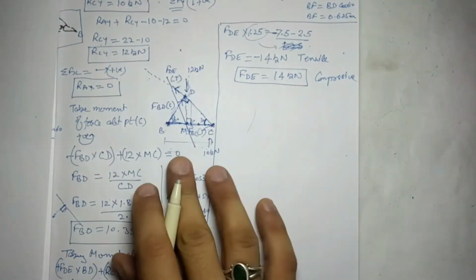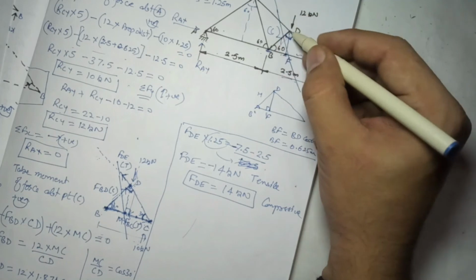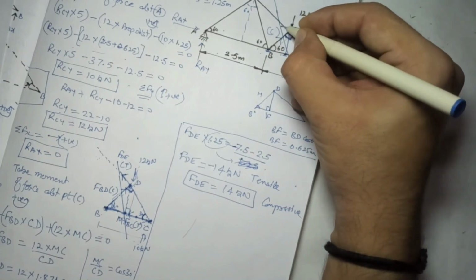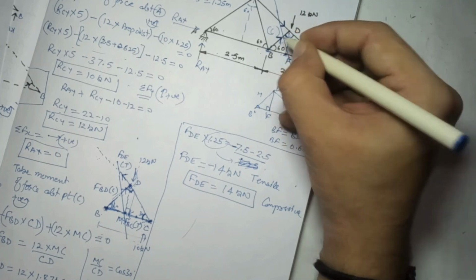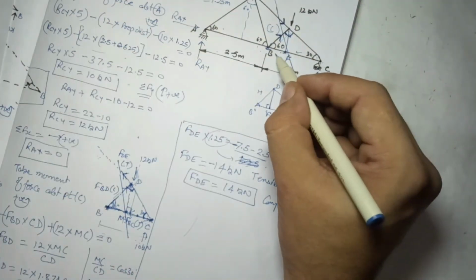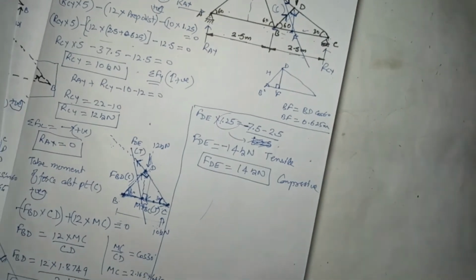So we have to change the direction. This was the value of FDE and it is now coming compressive. So this is the direction, compressive. Now only one force is there, FBC. Now let's see how to find out FBC.